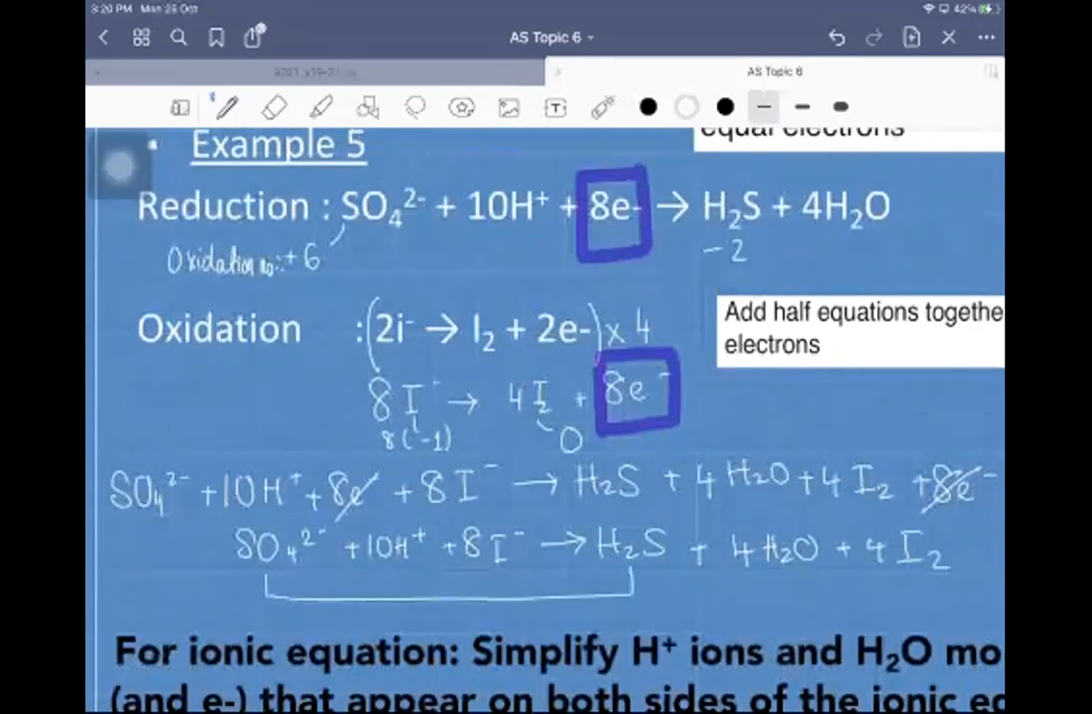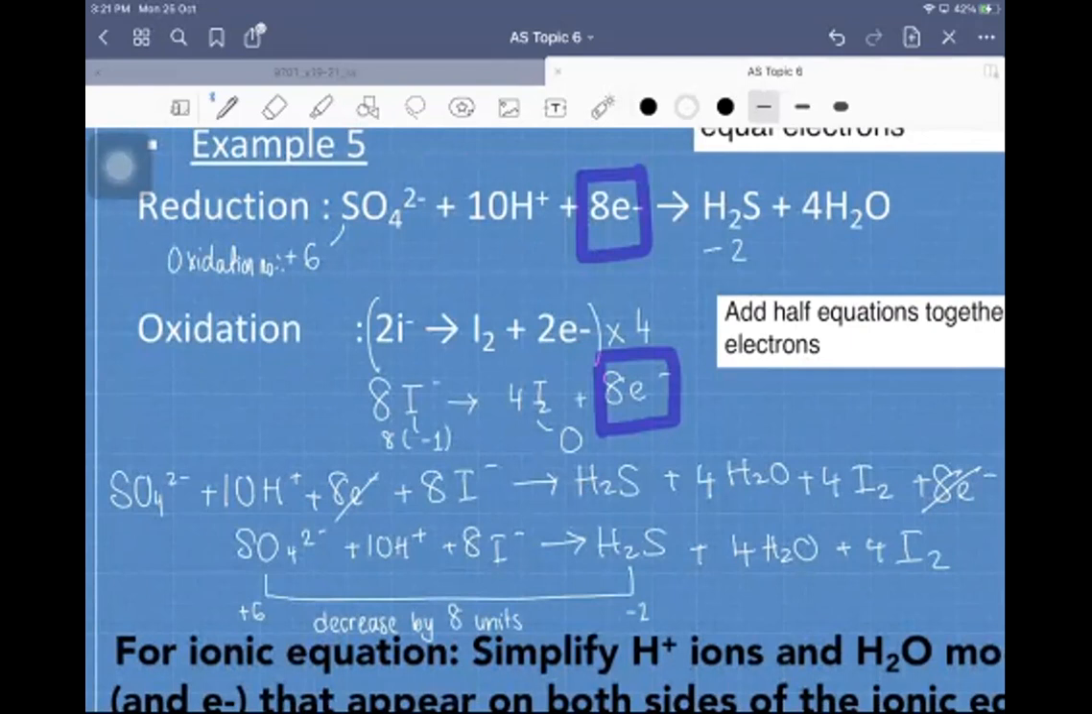SO4 2- to H2S, that means you go from +6 all the way to -2. You have decreased your oxidation number by 8 units. Why is it 8? 6 to 0 is 6 units. 0 to -2 is another 2 units. So in total, 8 units.